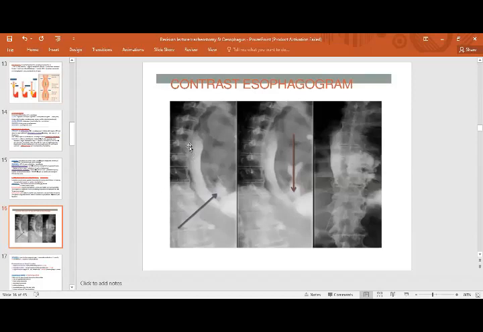So you can see this is the esophagogram done, and you can see the perforation. Due to perforation there should not be anything present around here, but due to leakage you can see the contents of the barium swallow. Whenever we give a barium swallow to see the perforation, you can see something present outside the esophagus, over here.